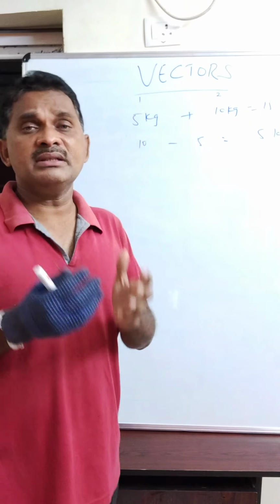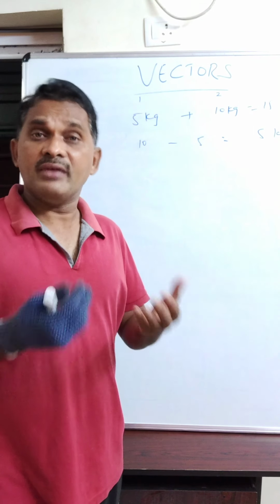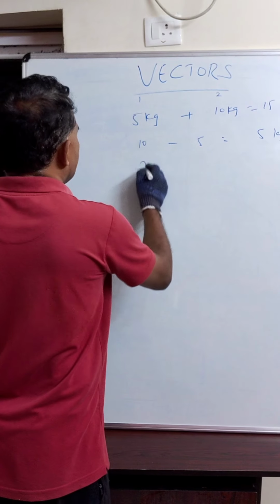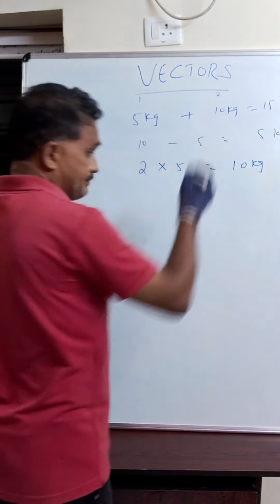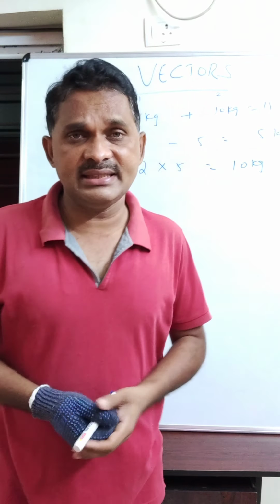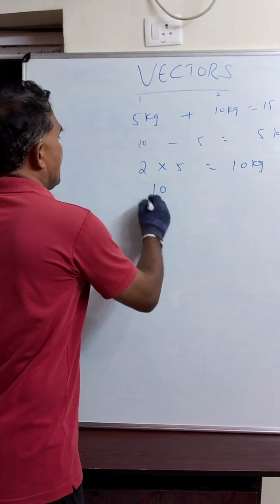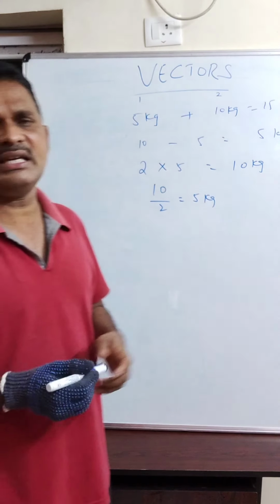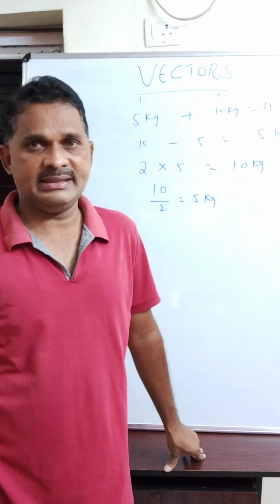Now, if one person's weight is 2 kg, then what is the weight of 5 persons? 2 times 5 is equal to 10 kg. Now, if 10 persons weigh 20 kg, what is the weight of one person? That is 20 divided by 10, equal to 2 kg. In this way, we can easily measure scalar physical quantities.